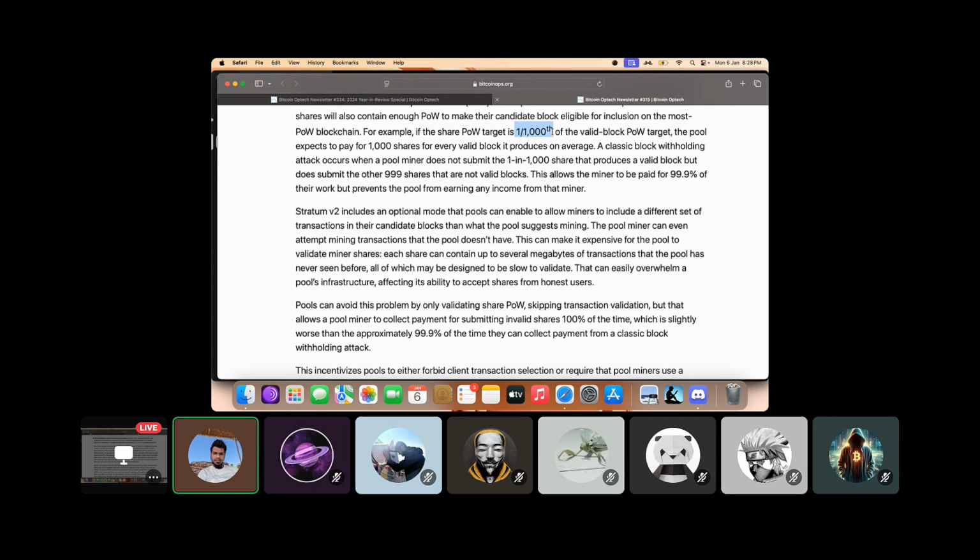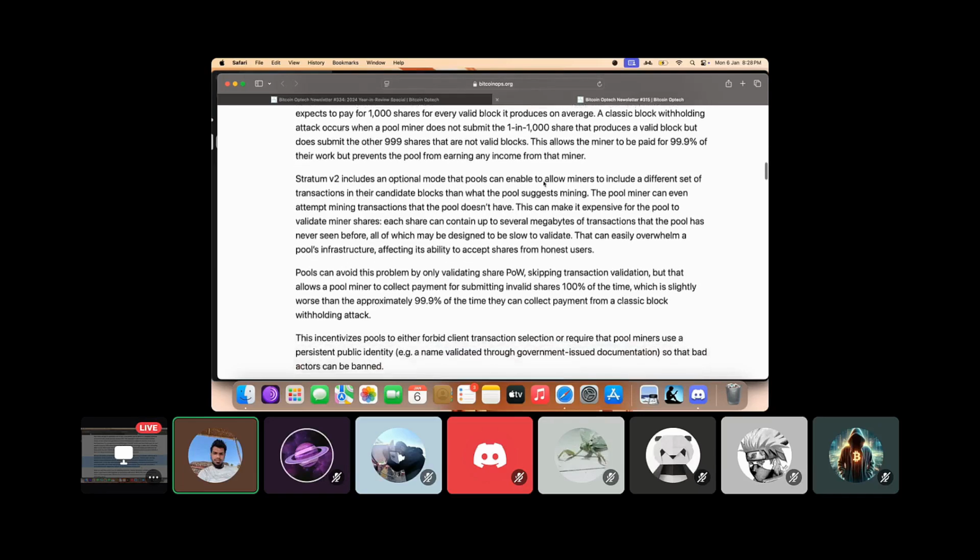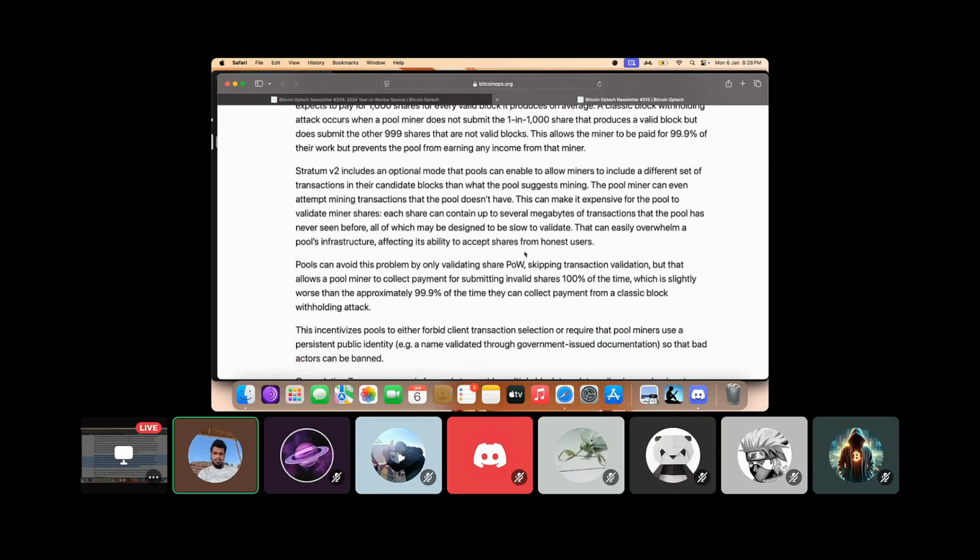That block only has adequate difficulty for the miner to get compensated. It's a valid share, but it does not have adequate difficulty to get appended to the blockchain. So we just validate that you've done adequate work, here's your compensation, but we're not interested in validating each and every transaction. That is one way of mitigating it, circumventing the overheads by skipping transaction validation. But that allows a pool miner to collect payment for submitting invalid shares.